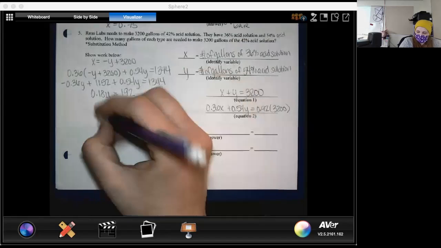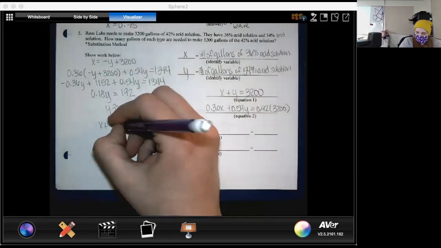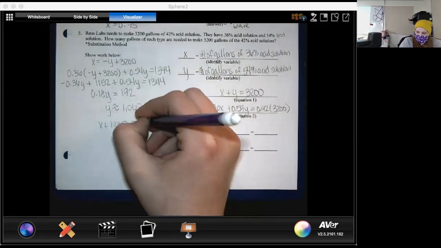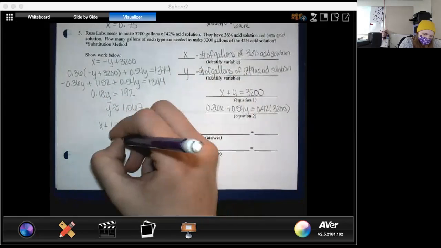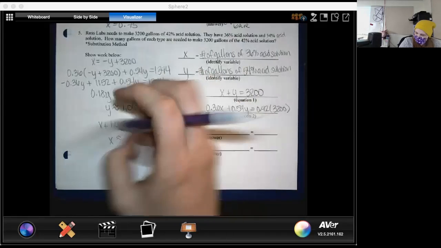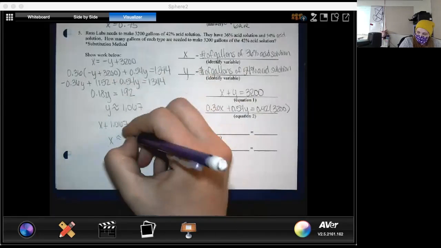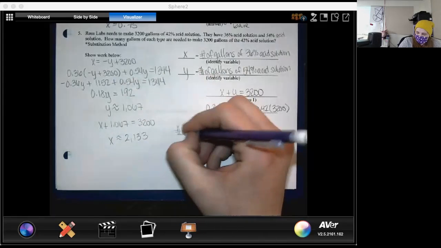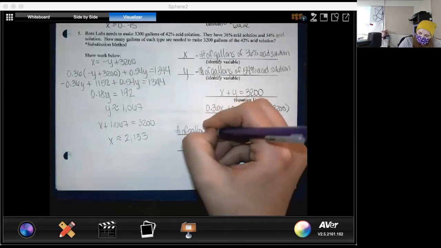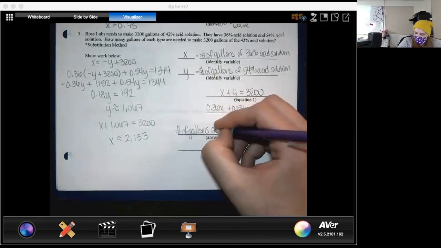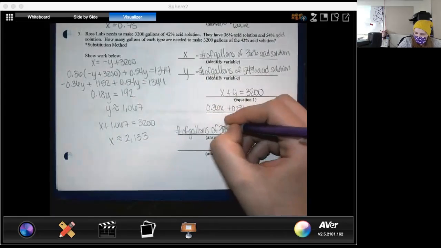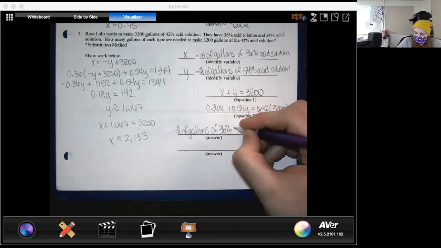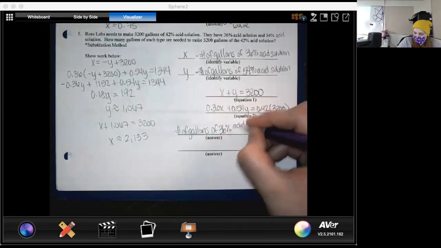So therefore, x plus 1,067 equals 3,200. So x is approximately 2,133. Ms. Bergman and I always try to make sure things are nice and pretty, but the percentage problems make it a little bit harder to make them nice and pretty. So most likely you will have to round on these types of problems.